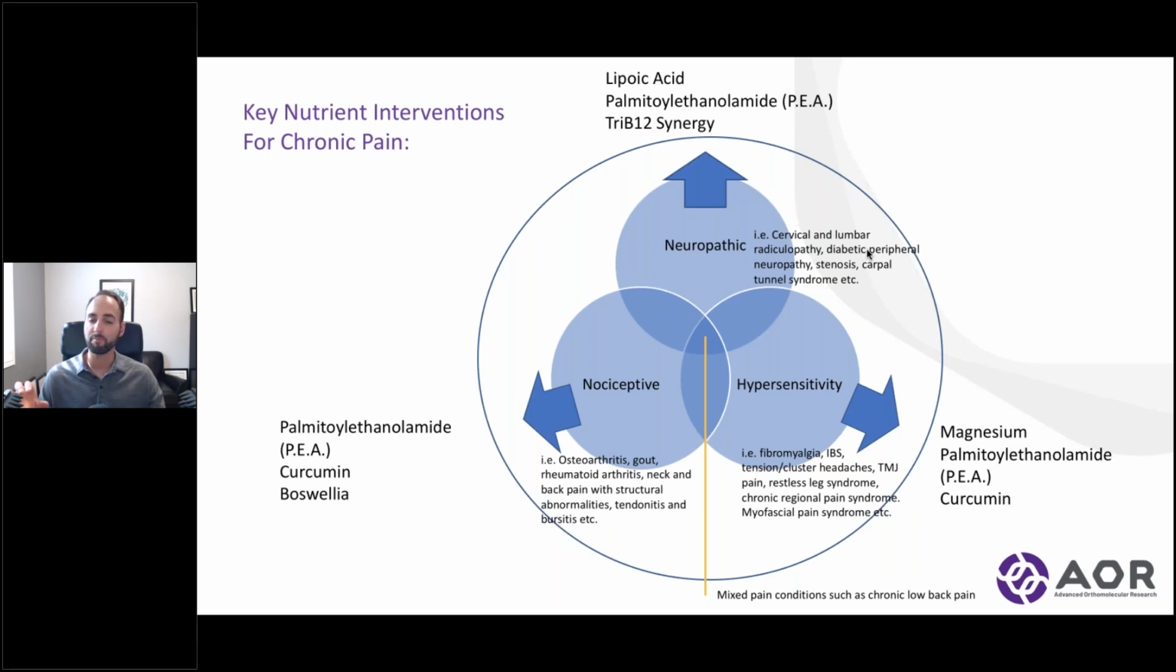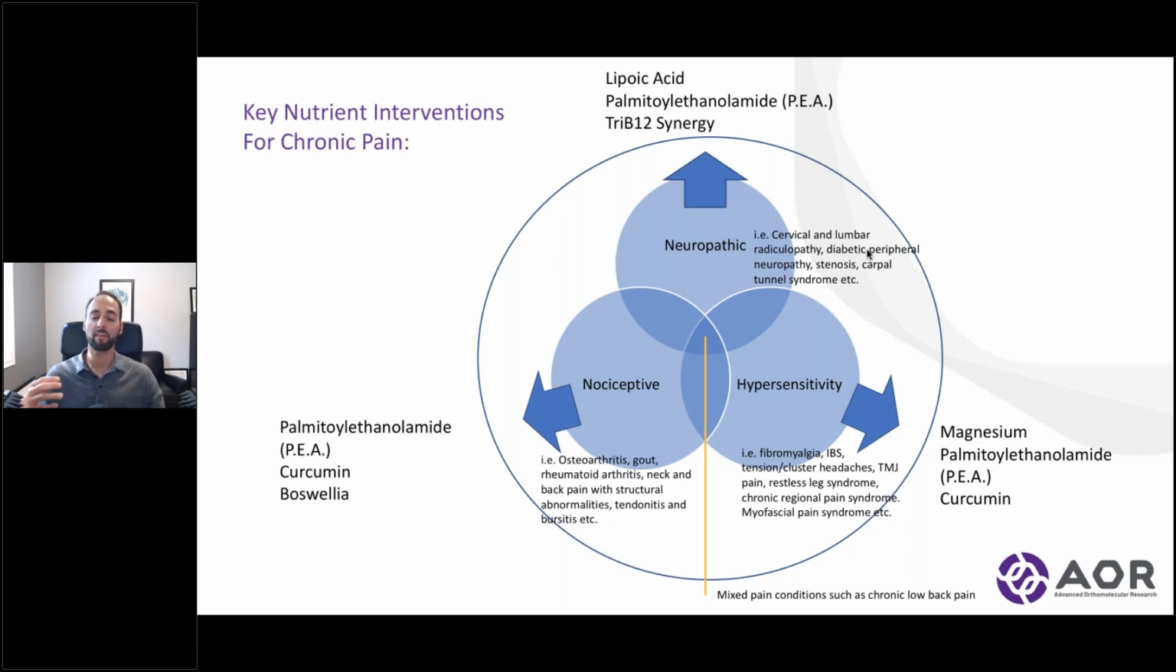And I use a lot of magnesium. So you can see in hypersensitivity, magnesium and curcumin might be some of the better options, but PEA can be complementary to that, as well as in neuropathic pain, B12, in AOR's new Tri B12 Synergy, or lipoic acid.